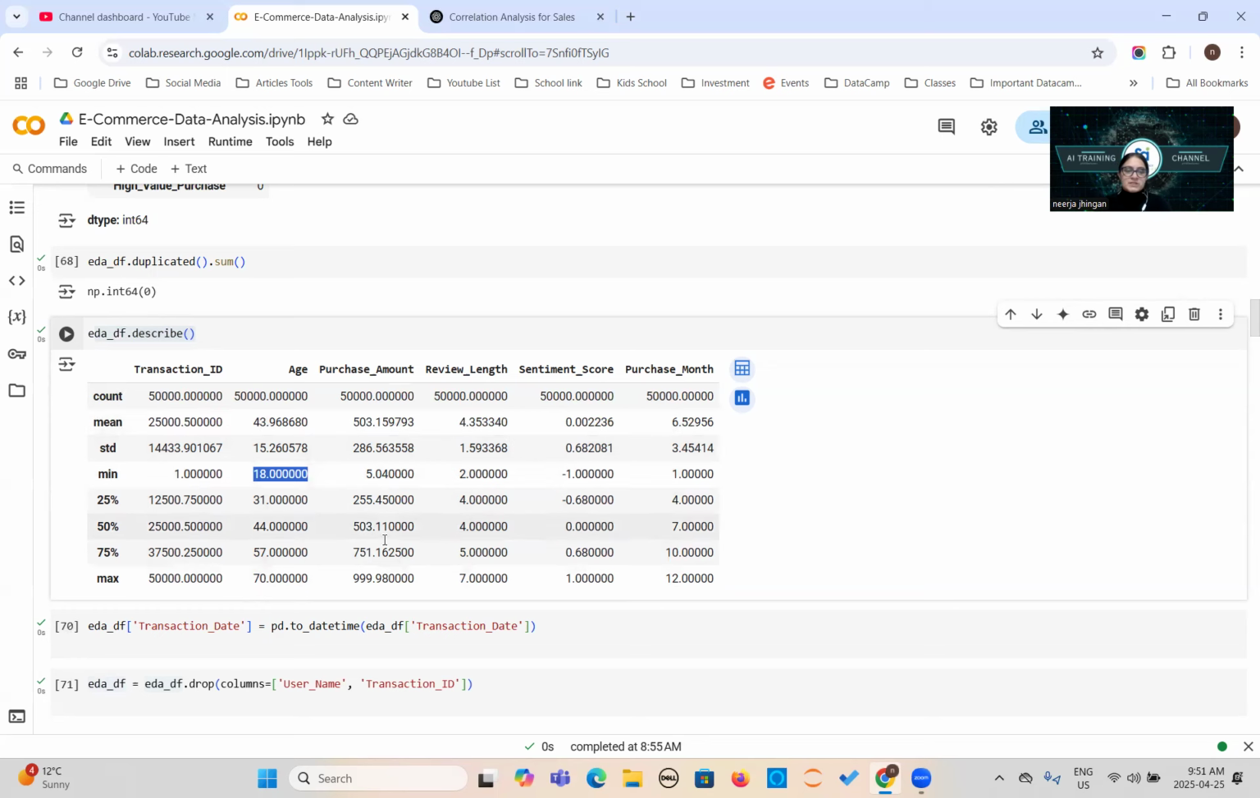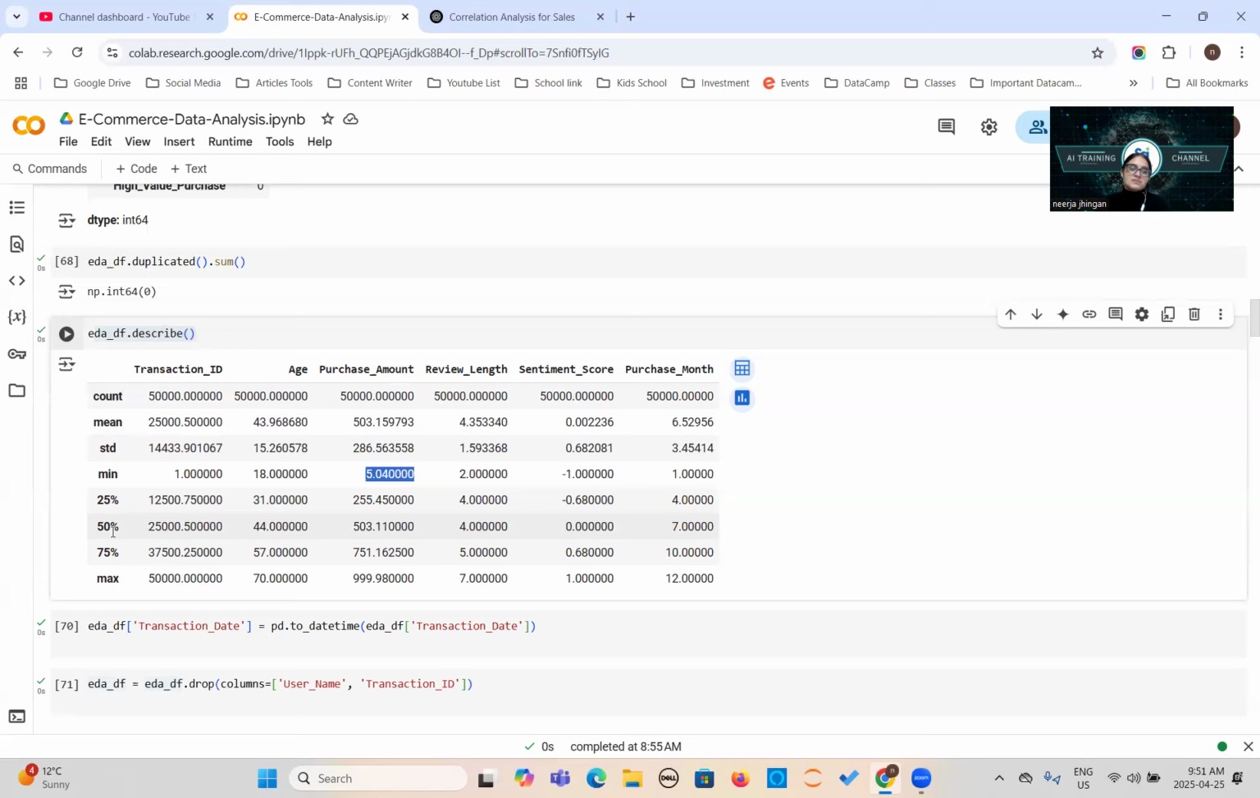And then we have a purchase amount here. Your maximum purchase amount, they are buying, you can say, 1,000 rupees or $1,000. And here we have a minimum, they are buying for $5 or maybe 5 rupees. So it is giving you also very useful insight and so on. That's why the describe method is very useful.